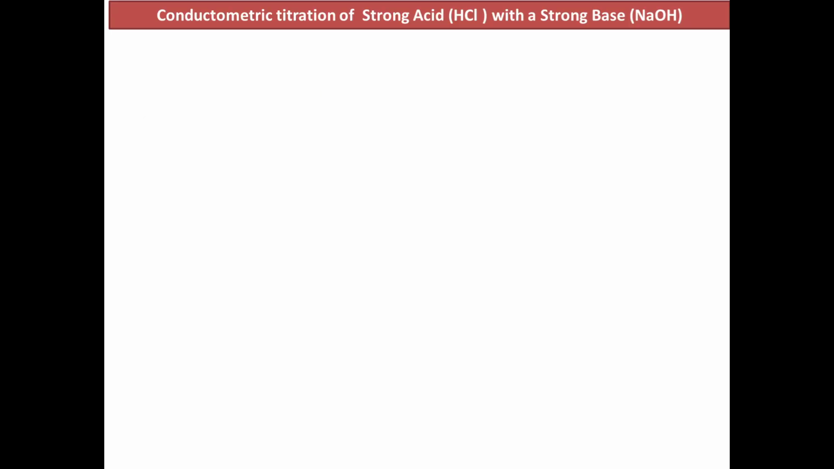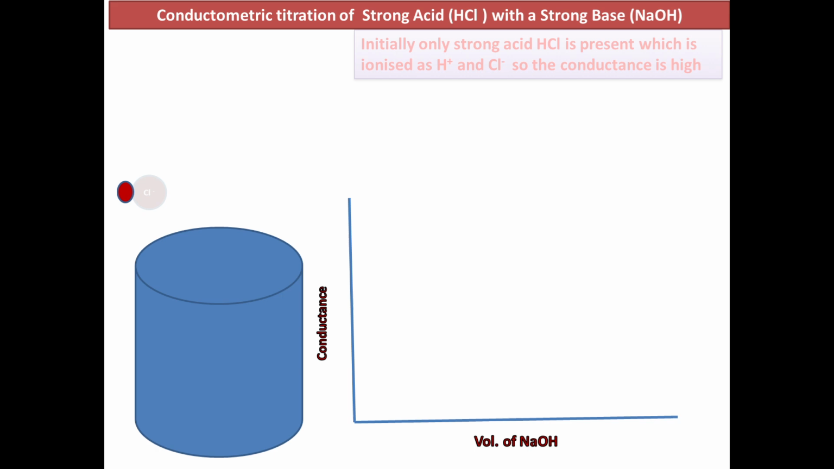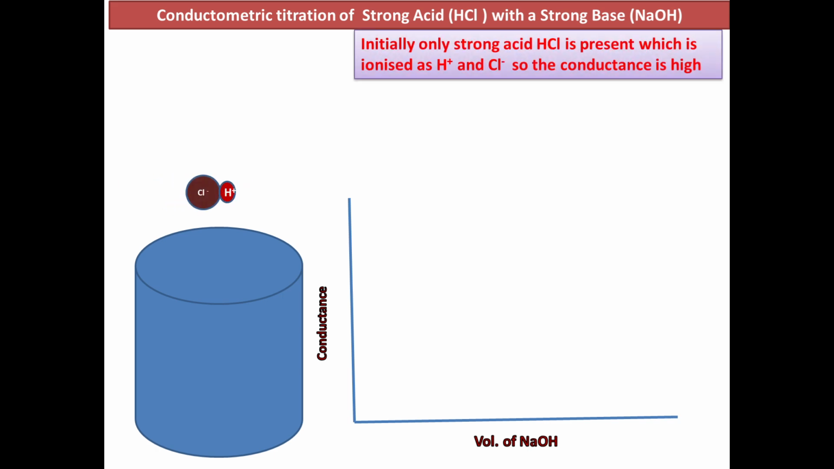First, we will see conductometric titration of strong acid with strong base. Take an example of titration of HCl with NaOH. HCl is a strong acid and NaOH, that is sodium hydroxide, is a strong base. If you dissolve HCl into the water, because HCl is a strong acid, it gets ionized into positively charged ions and negatively charged ions. And conductance depends upon the number of ions. So initially, conductance of the solution is higher because HCl is a strong acid.